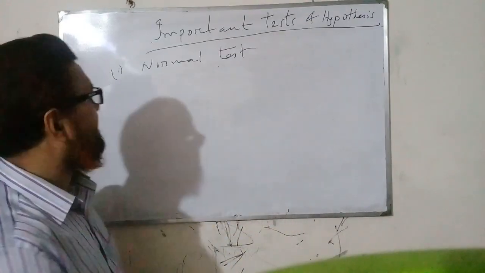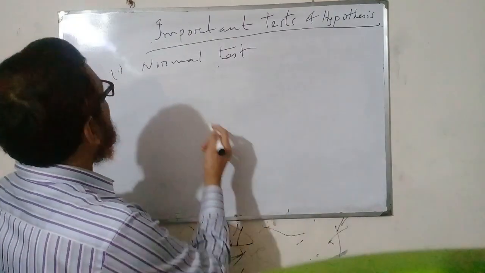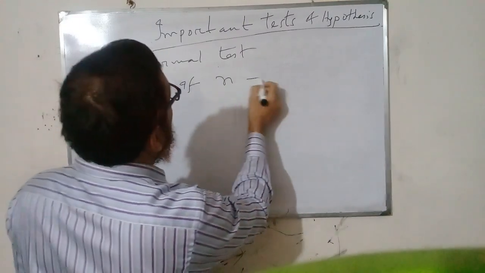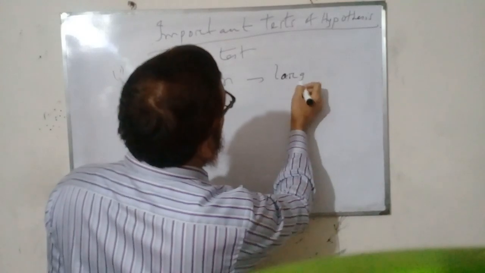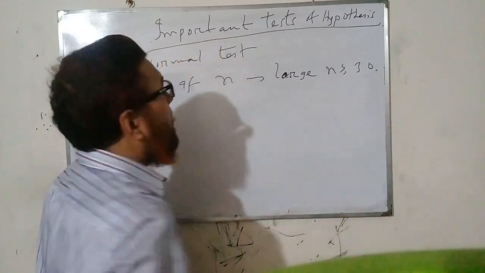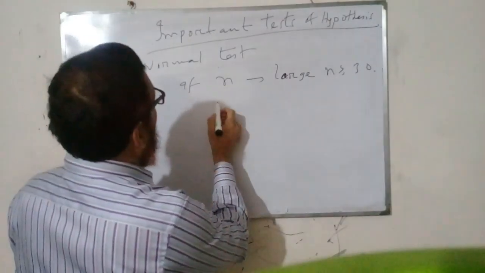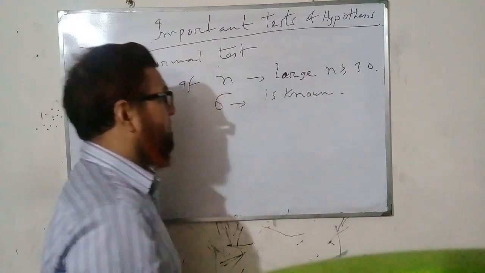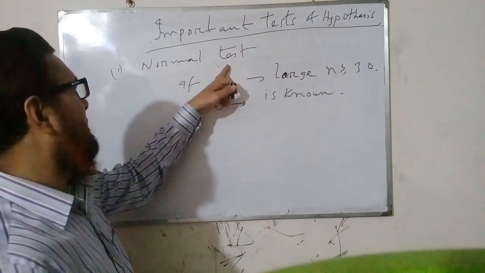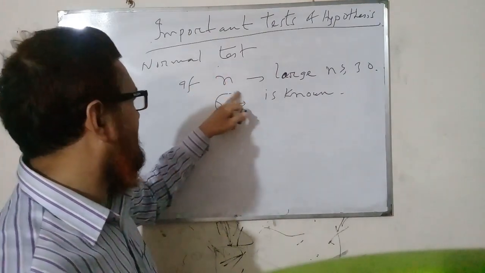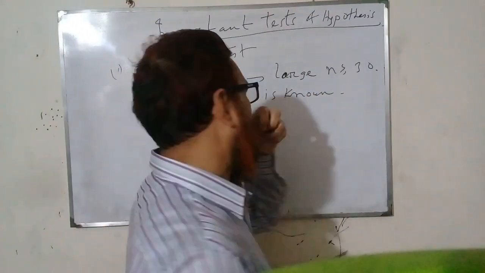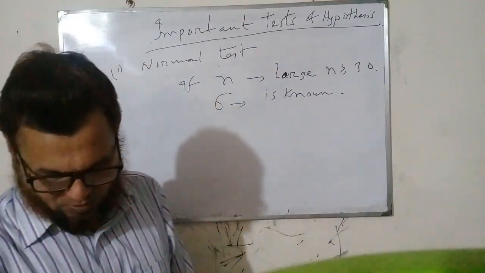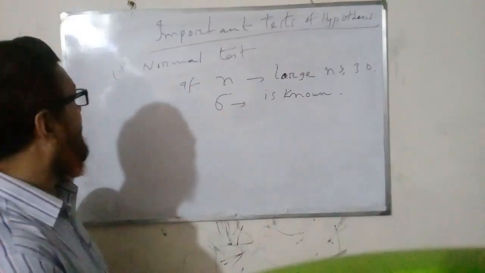Normal test. If sample size n is large, that is n is greater than 30, and population variance sigma square is known, then we use normal test.